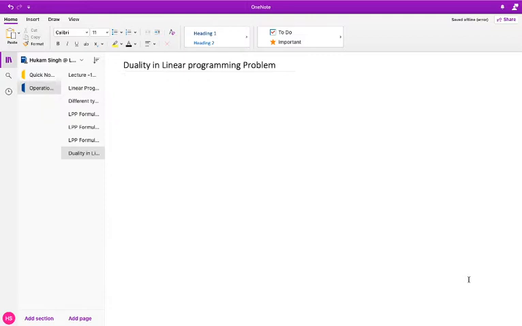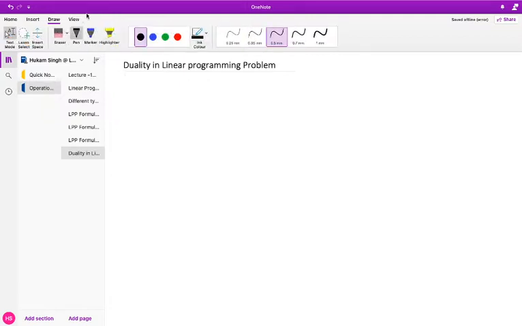Okay, hello students. So in today's class we'll learn about the concept of duality in linear programming problem. For every linear programming problem there is an associated linear programming problem that is also known as the dual linear programming problem, or we call it dual LPP.